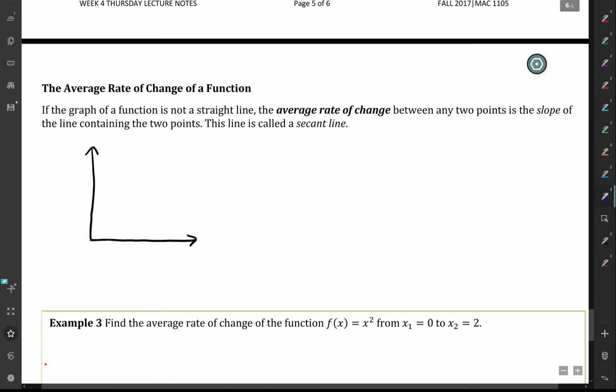Maybe f of x is curvy like this. And we can still find the average rate of change from x1 to x2. So this point right here would be, the y value would be f of x1, or maybe we call that y1. And this point right here would be y2 equals f of x2. And the average rate of change is the slope of the secant line passing through those 2 points.